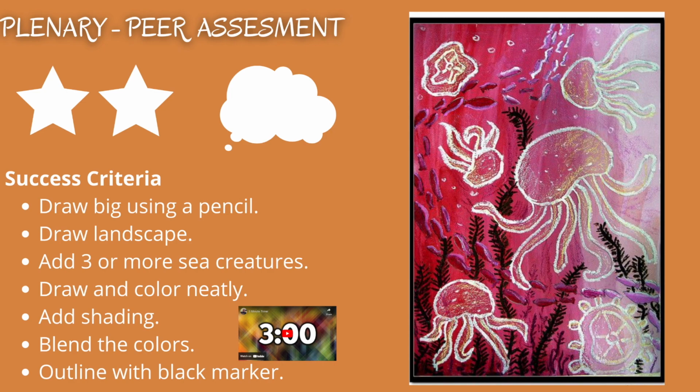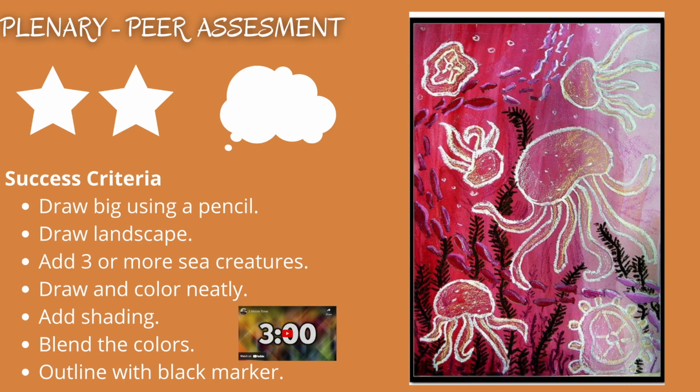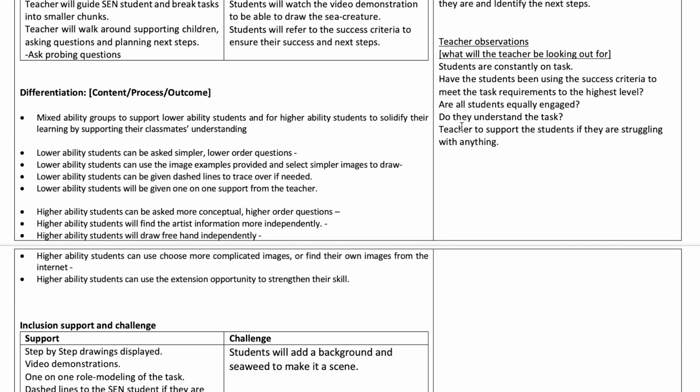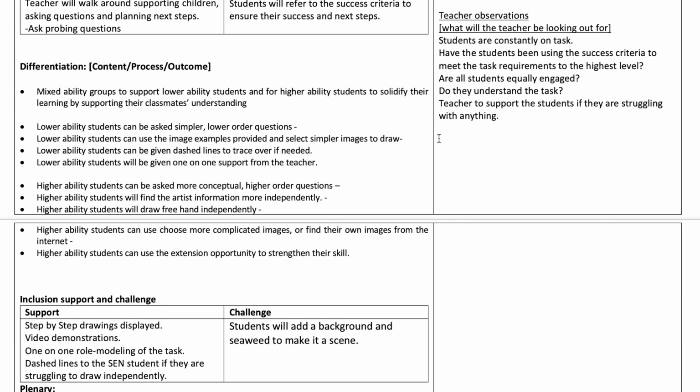I'm going to show you this on the screen. You can see what my success criteria looks like. Teacher observations: what will the teacher be looking for in that lesson? Students are constantly on task, is my job, so I'm going to look for that. Have the students been using success criteria to meet the task requirements to the highest level? Are all the students engaged, equally engaged? Very, very important. Do they understand the task? The teacher supports the students if they are struggling with anything. So these are my observations.